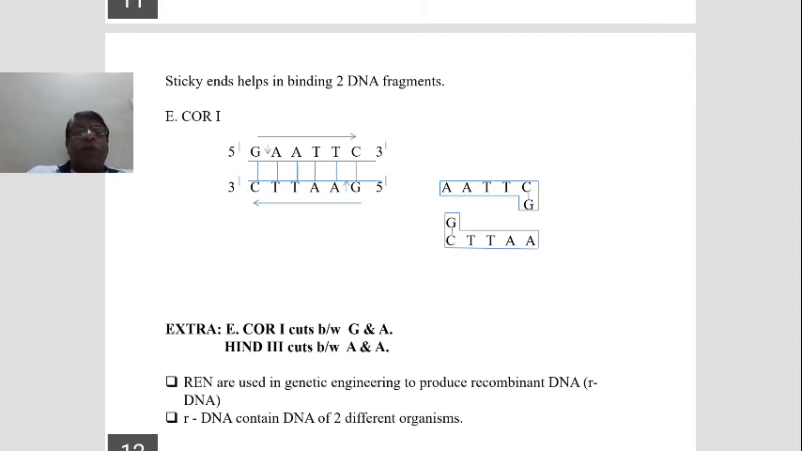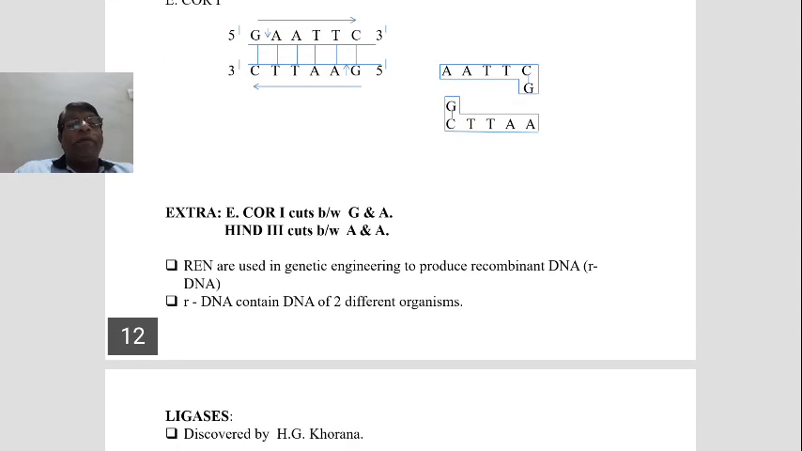Restriction endonucleases are used in genetic engineering to produce recombinant DNA or rDNA. The recombinant DNA, as the name indicates, consists of two DNA molecules. That is why it is called recombinant DNA. Okay, next.